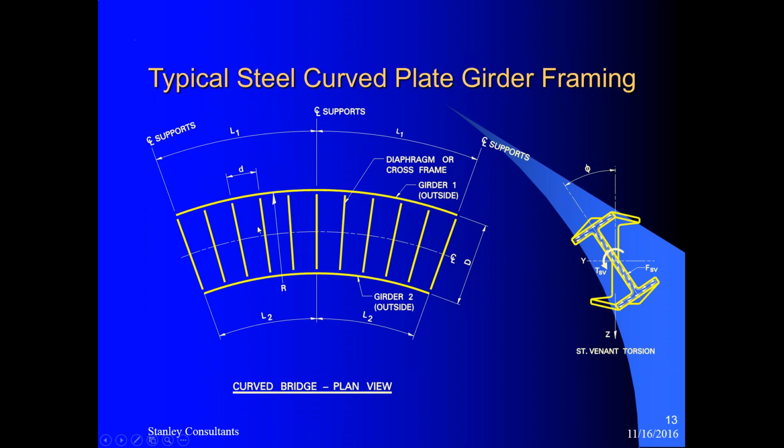To stabilize the system, basically diaphragms or cross frame members are utilized. These connect the adjacent girders so as to prevent the girder rotation. In that regard, the diaphragms and cross frames become a primary member of the system.